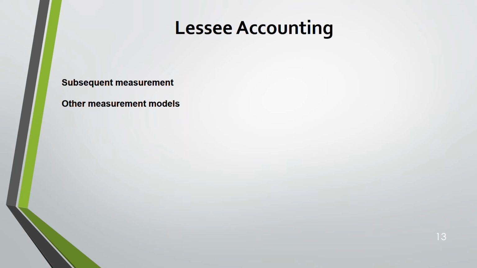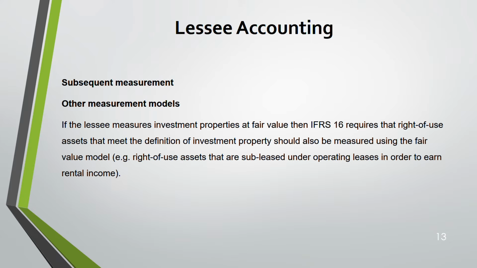Now, other measurement models. Previously, whatever I've discussed is under the cost model. But if it's a revaluation model, what happens? Let's say your right of use asset falls under investment property, IAS 40. What happens? If that investment property is measured at fair value, then IFRS 16 says that even your right of use asset should be measured using the fair value model.